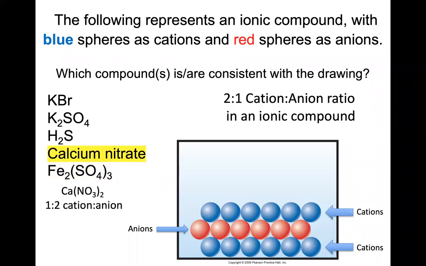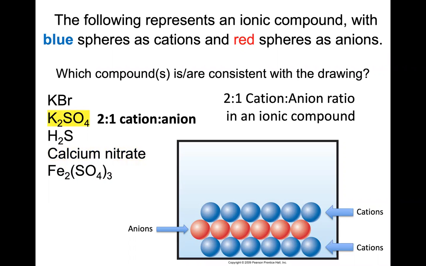Calcium nitrate, in that example, I'd have to write the actual formula. And I would see that I have 1 cation for every 2 anions. In order to write this, I have to know that nitrate is NO3 minus, and calcium is in the +2 column as an alkaline earth. That leads me to the formula. That's not correct either.